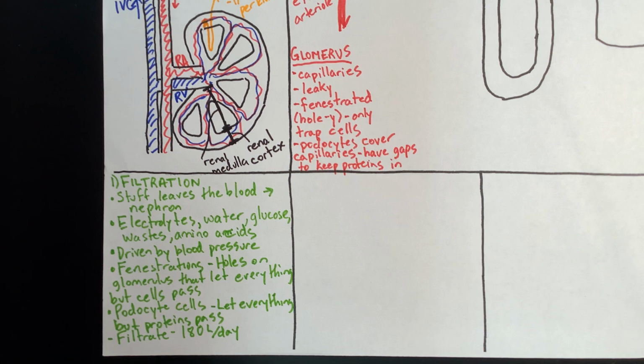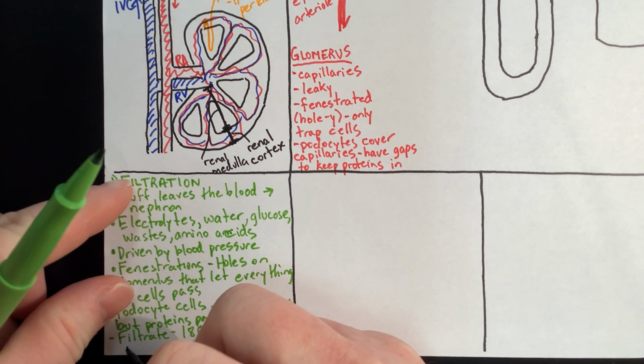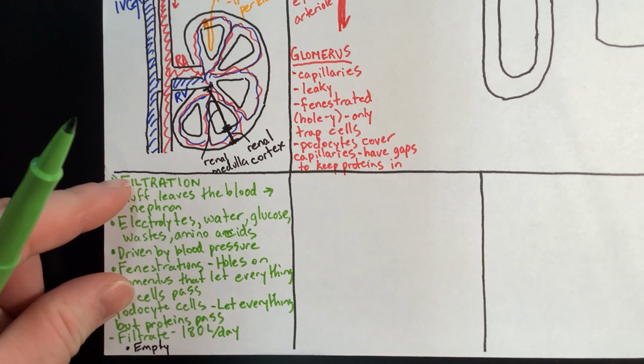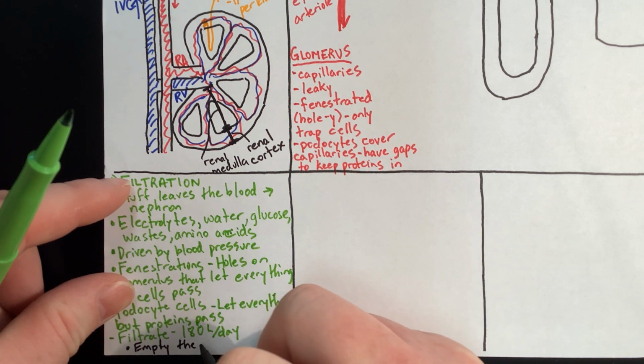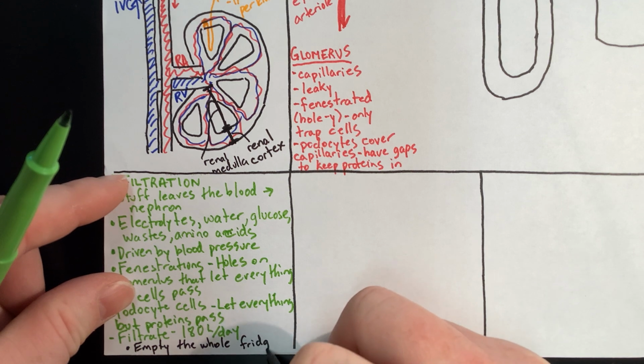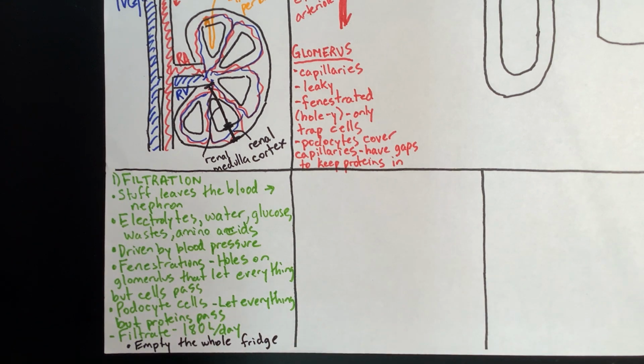And there's an analogy of how urine formation works, and it's kind of like when you have to clean out your refrigerator. To clean out your refrigerator, you take everything out of the fridge, and then you put back the stuff that's good, and you throw out the bad stuff. So let's write that analogy here. So this is like emptying the whole fridge. The only thing that doesn't come out, again, is those cells and those proteins, thanks to the structures that are in place.